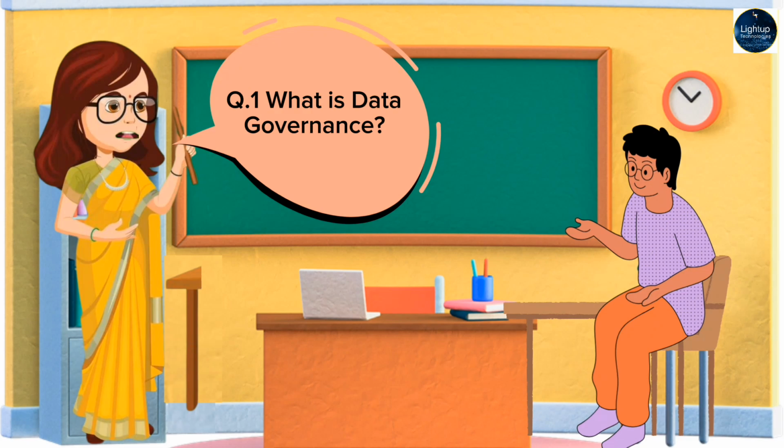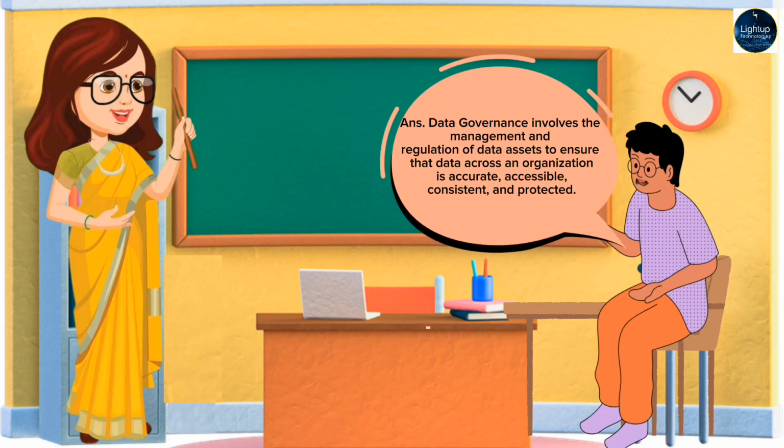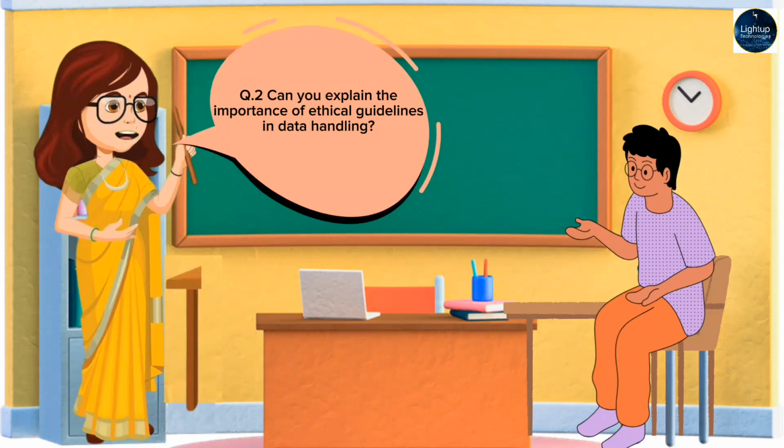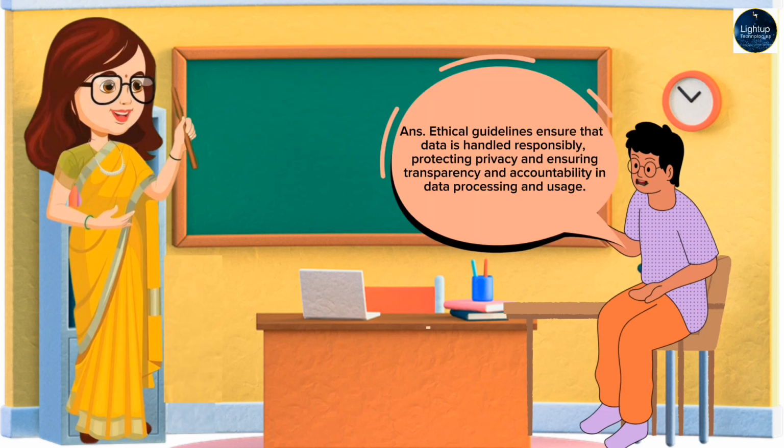What is data governance? Data governance involves the management and regulation of data assets to ensure that data across an organization is accurate, accessible, consistent, and protected. Can you explain the importance of ethical guidelines in data handling? Ethical guidelines ensure that data is handled responsibly, protecting privacy and ensuring transparency and accountability in data processing and usage.